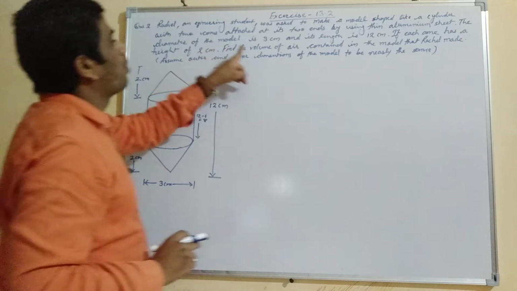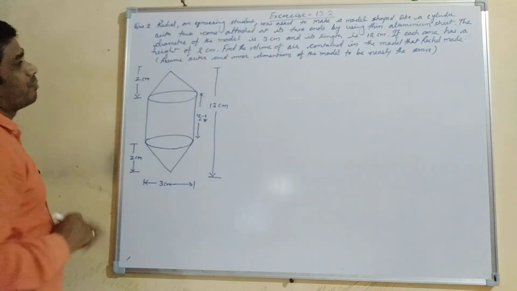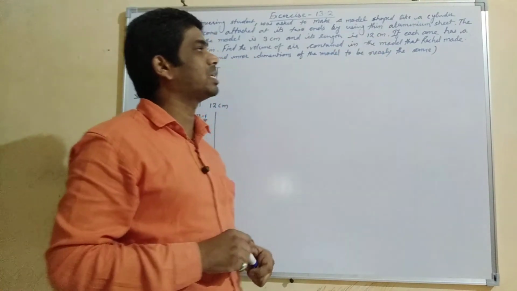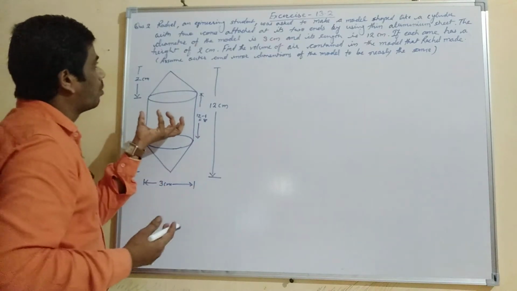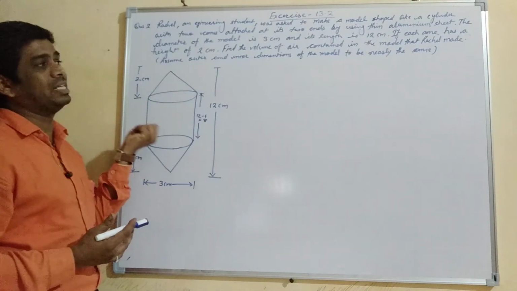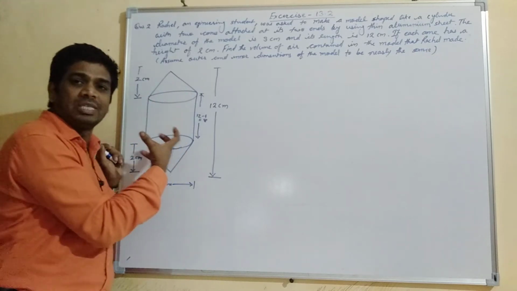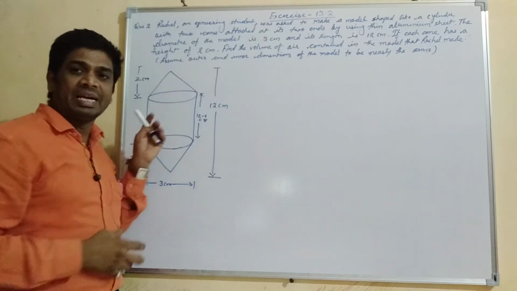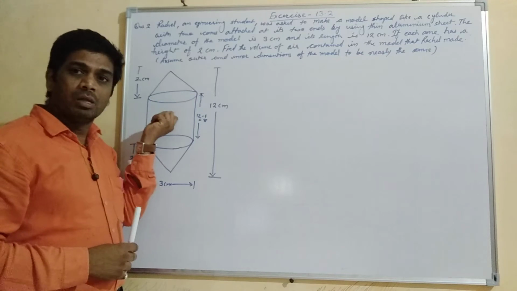Okay, find the volume of air contained in the model that Rachel made. So here we have to find volume of the air contained in the model. Okay, which means how much volume is there of the model, that much air it can contain. Volume of air we have to find, which is contained in the model.